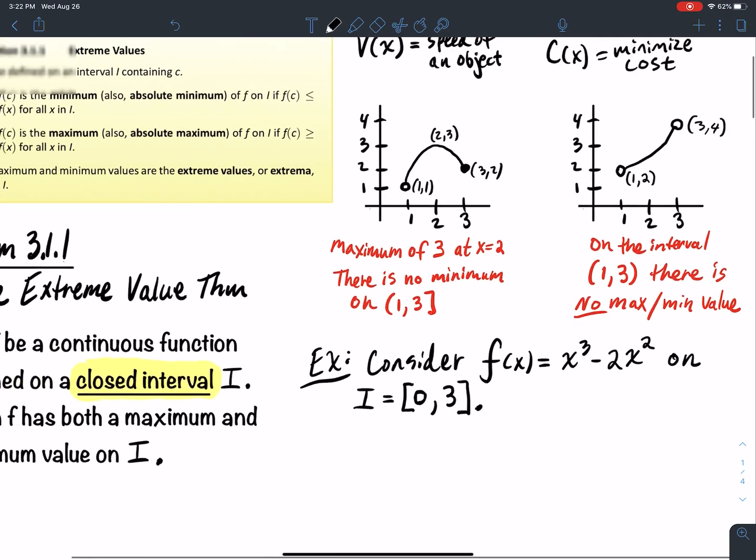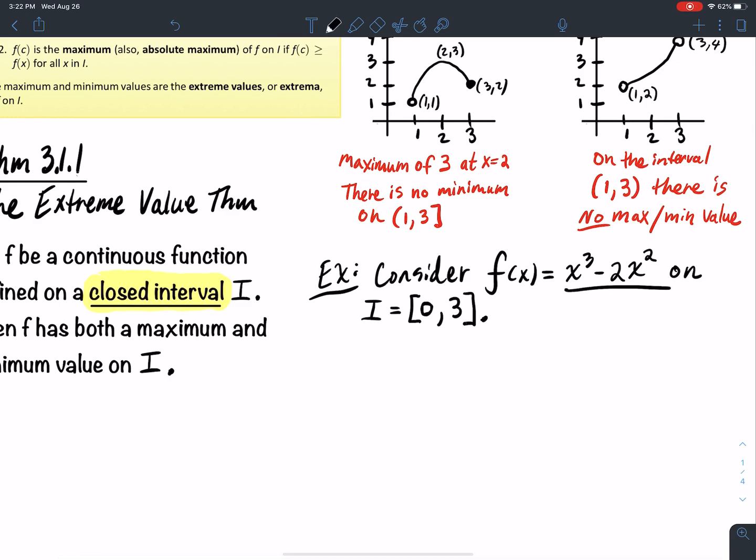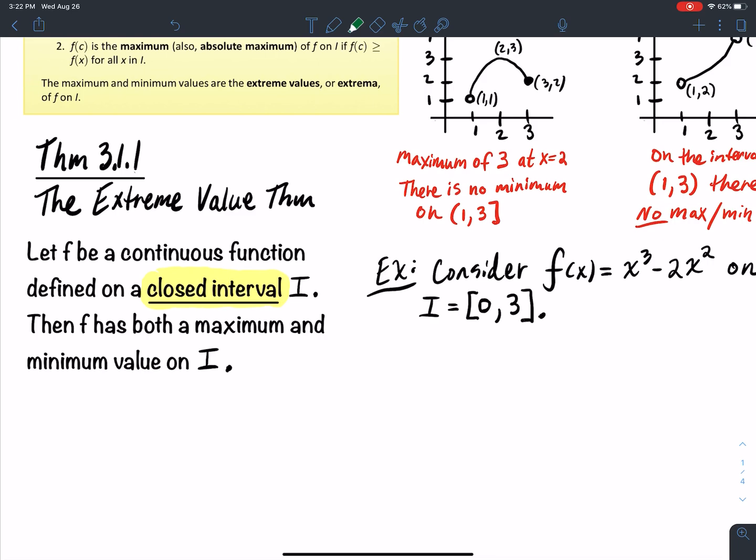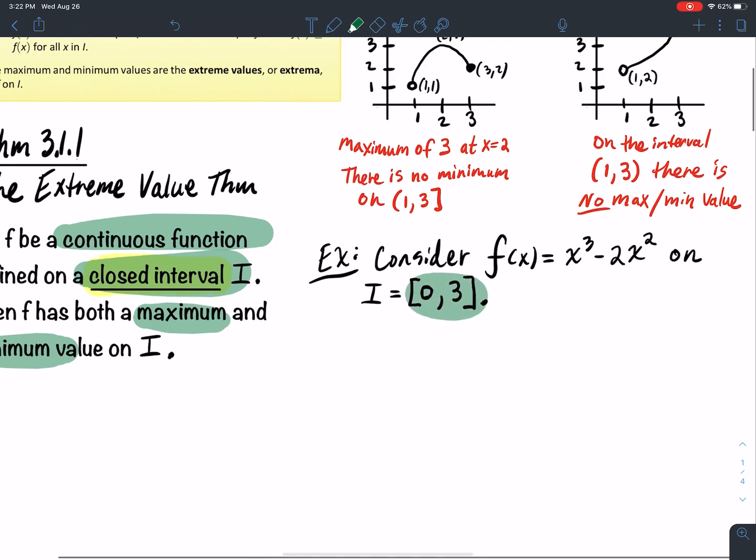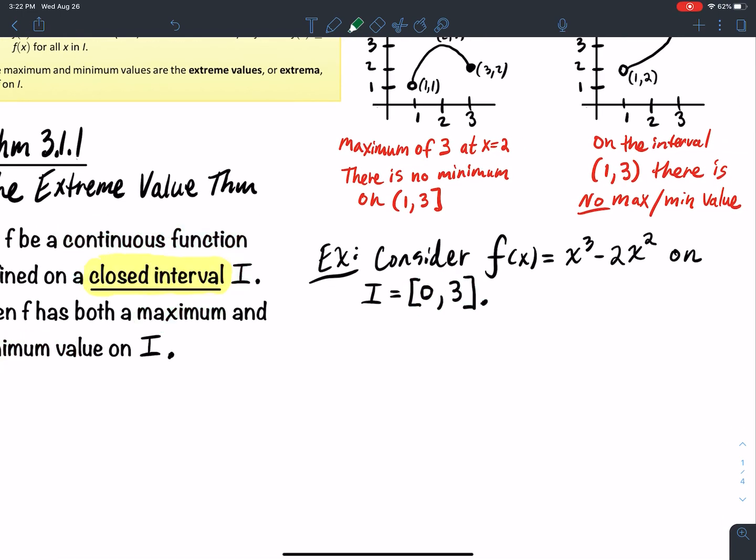Now let's consider the function f of x, which is a polynomial. So we know polynomials are continuous on their domain. We learned that in the continuity section. And it's on a closed interval. So what does that tell me? By the extreme value theorem, we've got a closed interval and a continuous function, so it has to have a max and it has to have a min value on this interval. So let's try to find those values.